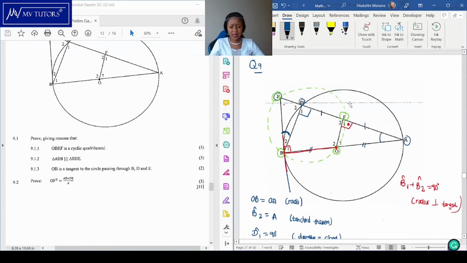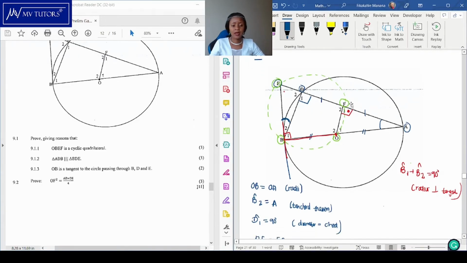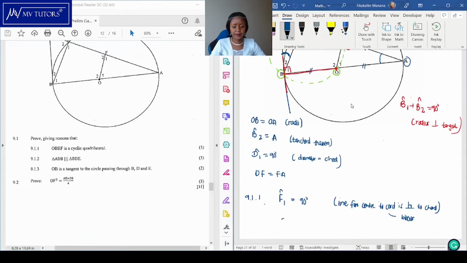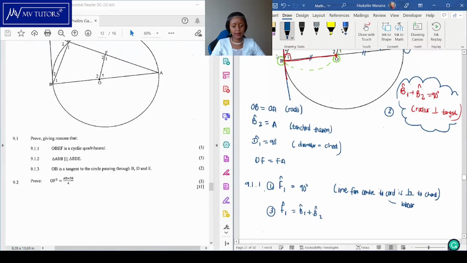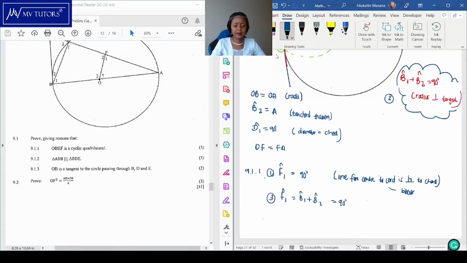Now that we know F1 is 90, it's actually an external angle to the cyclic quad. So F1 is equal to, firstly we must say B1 plus B2, but there it is, we wrote it down, so you can just take it there. This is the first thing you're going to write. That's the second thing you're going to write. And then thirdly, F1 is equal to B1 plus B2, and they're both equal to 90. Why? Because external angle of cyclic quad is equal to the interior opposite angle. Let's stick with that.